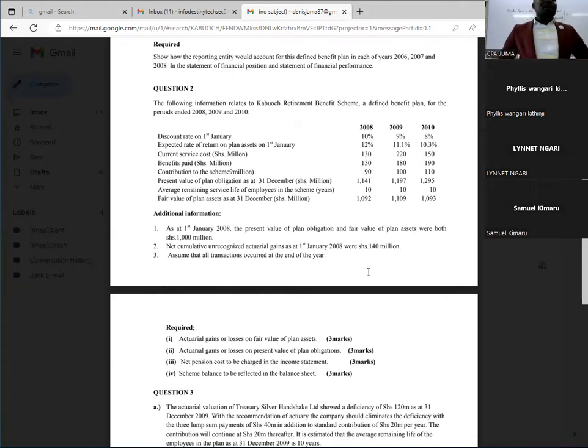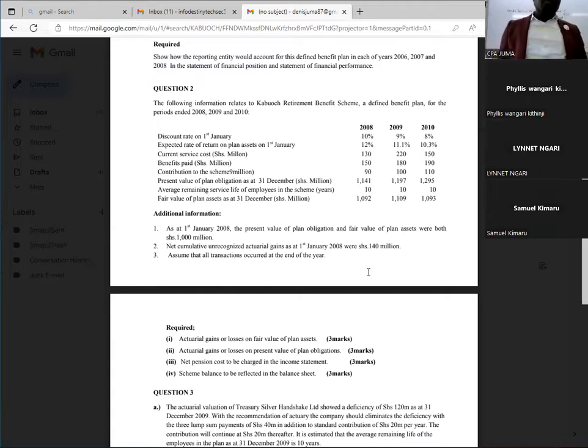Net cumulative unrecognized actuarial gains were shillings how much? 140. So the question is, why are they having actuarial gains which have not been recognized? They did not recognize because they were operating within the corridor limit. In the question, they will not mention that corridor limit straight. But provided you have seen they have net unrecognized gains, it means they are observing the corridor approach. Assume that all transactions occurred fine.